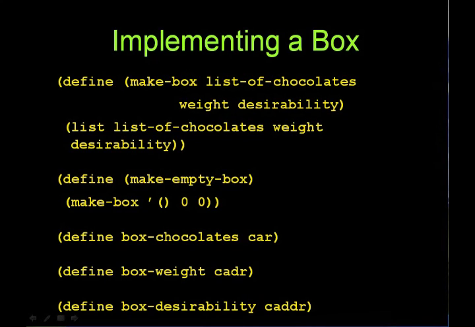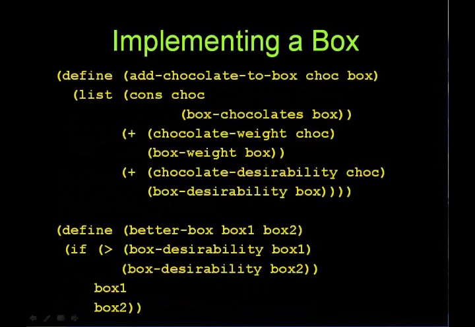To add a chocolate to a box, you cons the chocolate into the list, and then you add the weight of the chocolate to the total weight of the box. Very simple. We also define a better box. If you compare 2 boxes, box 1 and box 2, the better box compares the desirability of the 2 boxes, basically the sum of the desirability of all the chocolates in each box, and then returns the one with the bigger one. Simple.